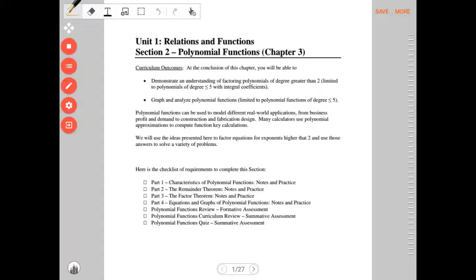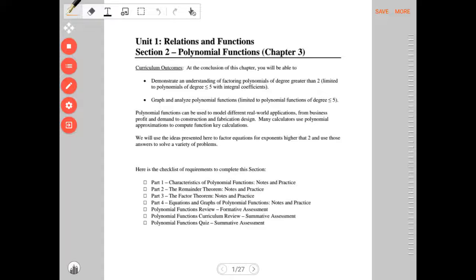Now we're going to be, you know how you factored x squared plus 5x plus 6 or something like that. Now we're going to be expanding our skills of factoring into things like x to the 5th plus 4x to the 4th, that kind of stuff. And we're going to be able to graph and analyze polynomial functions, again, limited to degree 5 or less.